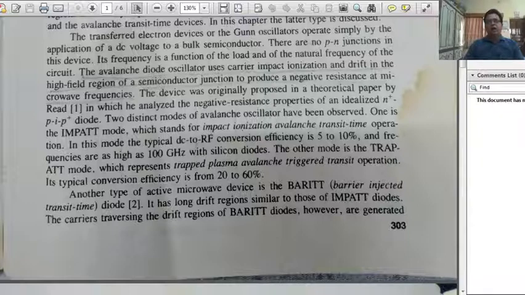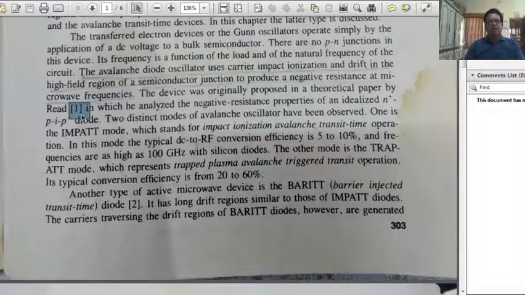The device was originally proposed in a theoretical paper by Read. I have explained many times that this bracket, big bracket 1, shows the research paper reference given at the end of your chapter. For MSc purposes, you can forget about this. If you want to learn more about this article, you can read the paper, and these papers are available on the internet. But this is a very lengthy process, so only see those papers which are necessary.